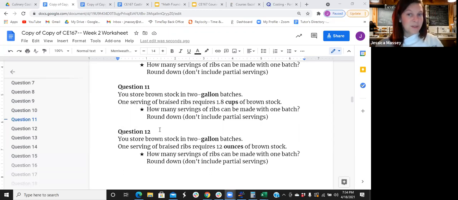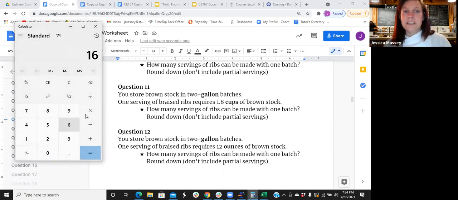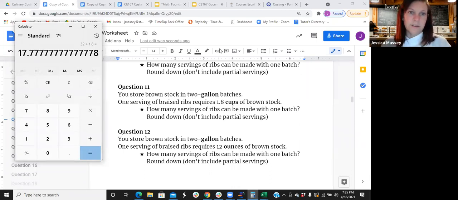There's 16 cups in 1 gallon. Again, that's one of our common ones. So you'd take your 16 times 2. 32. So 2 gallons is also 32 cups. It's kind of what we just figured out there. Then you would divide by your 1.8 cups. And we get 17.777777. I see, Crystal, you got it in the chat. Nice. And again, we don't ever include the partial servings, partial portions, anything like that. So those just fall off and the answer would be 17. Nice job.